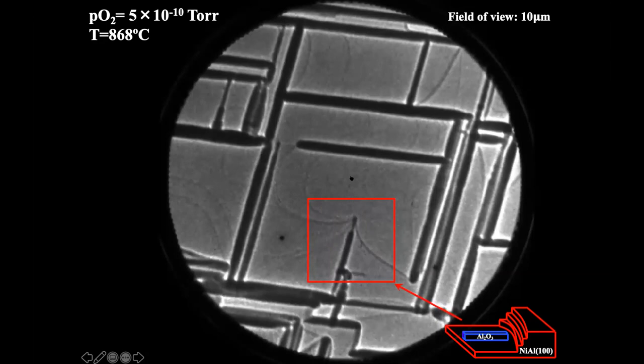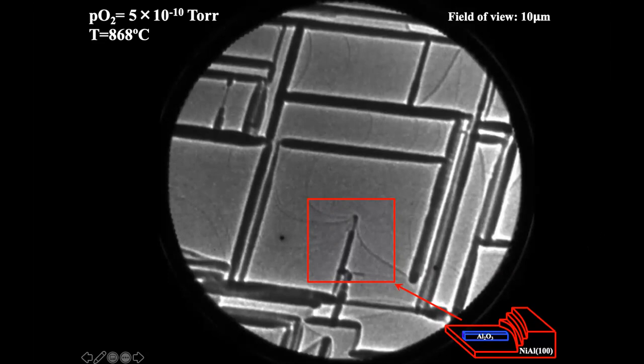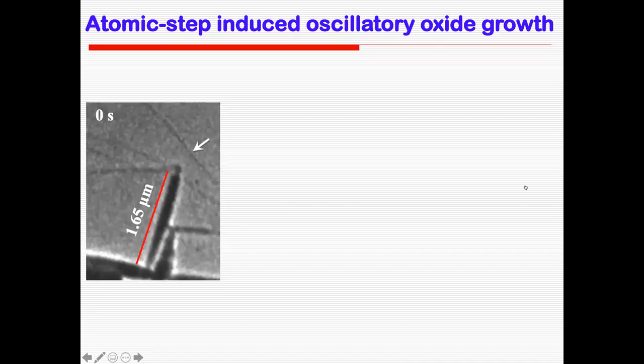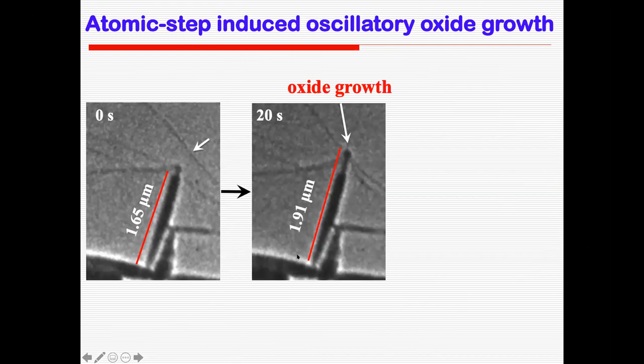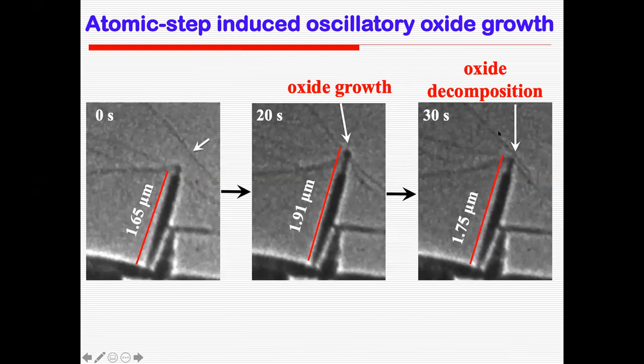The entire process can last a very long time. This is not some instant, special case. This phenomenon of oscillatory growth is observed over a very long time scale. We can measure this length, for example, here. This step is not tightly bunched at this location, so we have oxide growth and the length becomes longer. After the steps bunch at the growth front, you can see the oxide start to decompose, so the length becomes shorter. So we have oxide growth and decomposition, basically caused by step bunching and debunching.